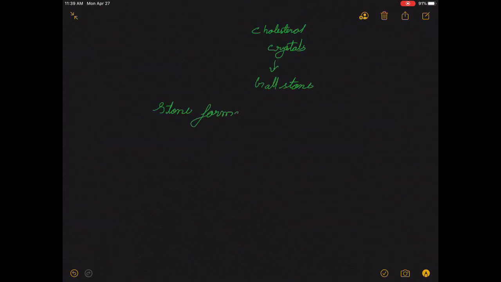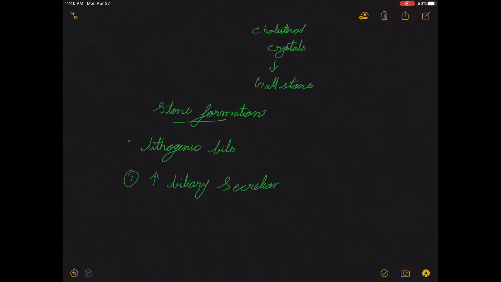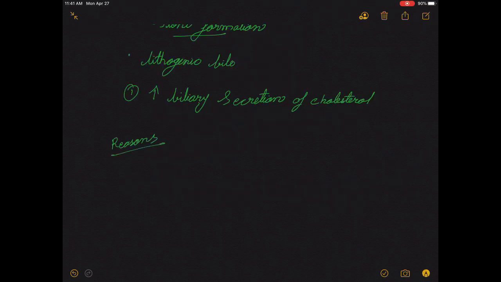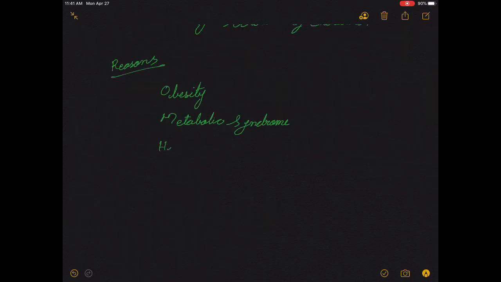Now, let's talk about the formation of lithogenic bile, simply, the stone formation mechanism. Talking about the mechanism, the most important one is increased biliary secretion of cholesterol. So what are the reasons for that? The most common reasons are obesity, metabolic syndrome, and a high-calorie or high-cholesterol diet. Even drugs can be a reason for increased biliary secretion of cholesterol.